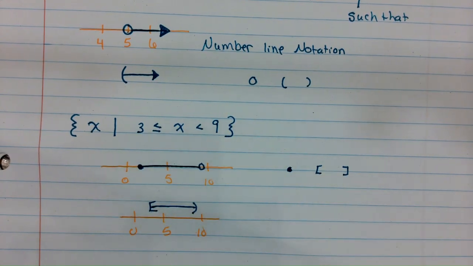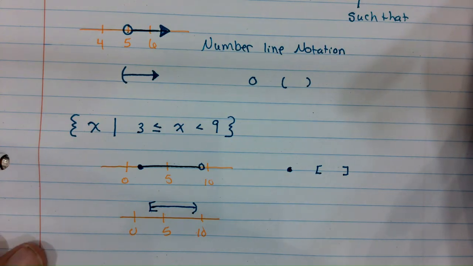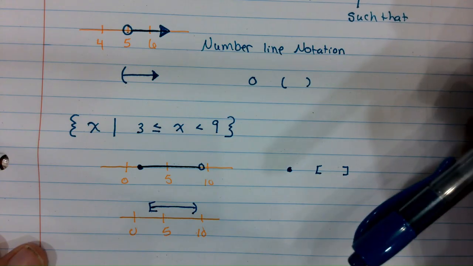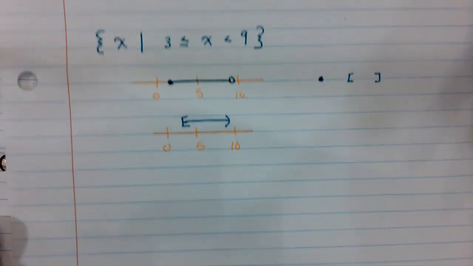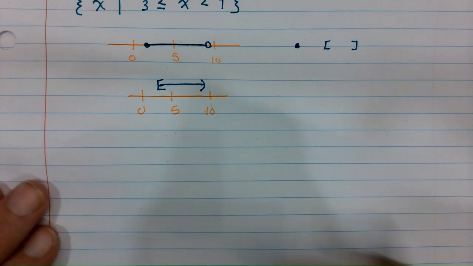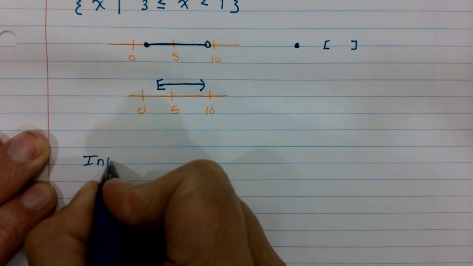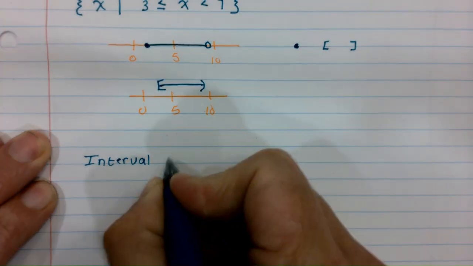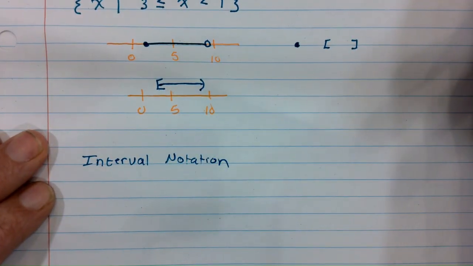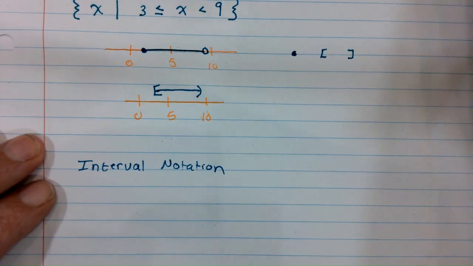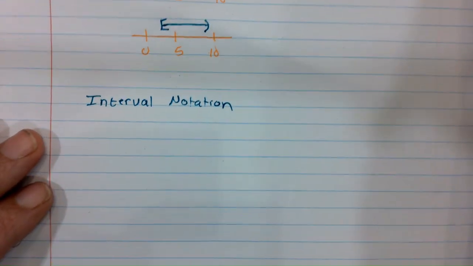So why would I use bracket and parenthesis instead of open circle and closed circle? Well, one thing that's nice is there are actually buttons on the keyboard, so we can easily type them in. But the whole idea between the parenthesis and bracket is leading us into something that we will use the most, and that is going to be interval notation. Interval notation is by far my favorite, one, because I do math classes and it's easy to type in.